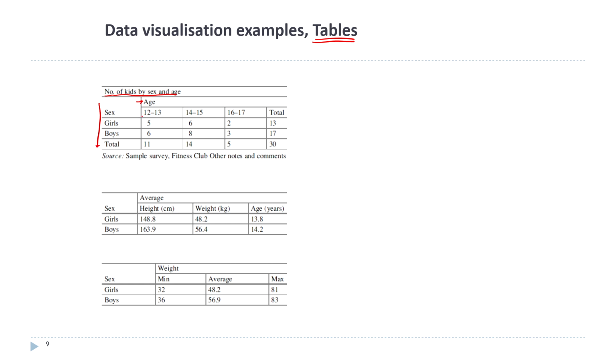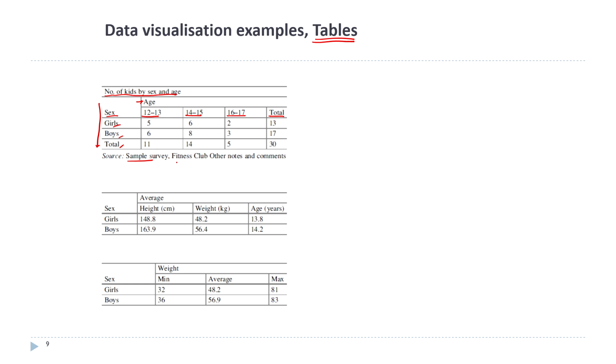That is, age between 12 to 13, 14 to 15, 16 to 17, and then the total number of students, or the kids, which are there. These are the column titles. Then we have the row titles: girls, boys, total. In certain tables we also have footnotes that tell some specific information which is not put in the cells.